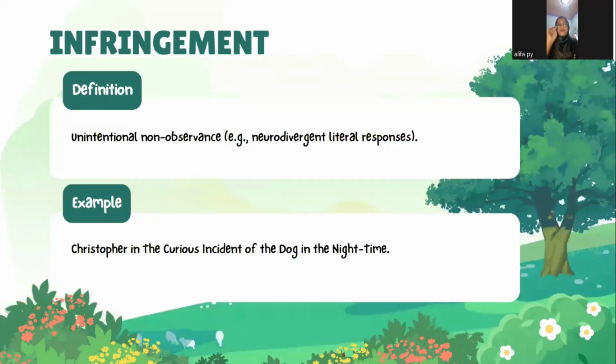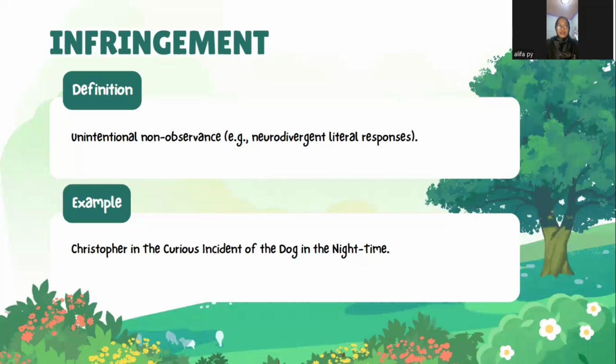Next, we're going to talk about infringement. Infringement, or unintentional mistakes, happens when someone doesn't follow a maxim at all, but not on purpose. They might not know how, or they may have a reason that affects how they talk. For example, a small child or language learner might not say enough or stay on topic, or a person with autism may respond in a very literal way because of their condition.